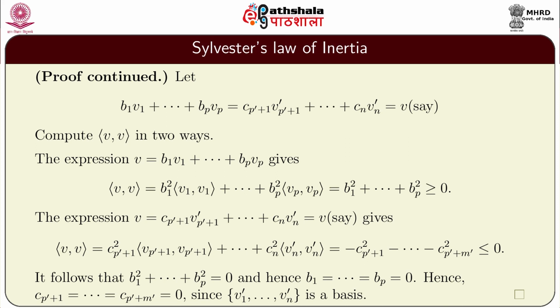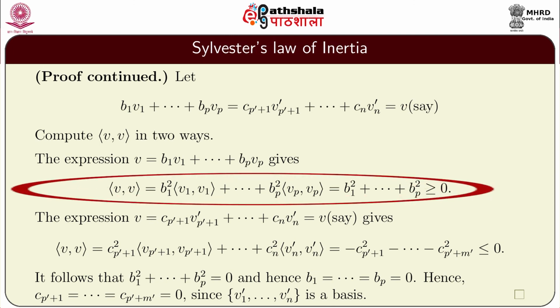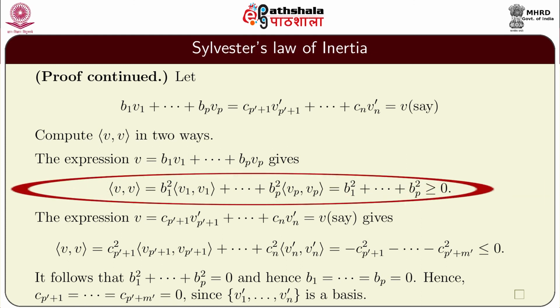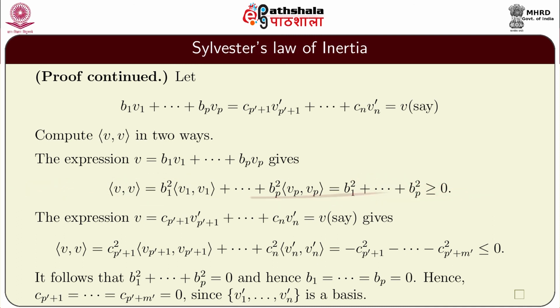The expression v is equal to b1 v1 etc. up to bp vp gives inner product v comma v is equal to b1 square inner product v1 comma v1 plus dot dot dot bp square inner product vp comma vp, and that is equal to b1 square and so on up to bp square, which is greater than or equal to 0.